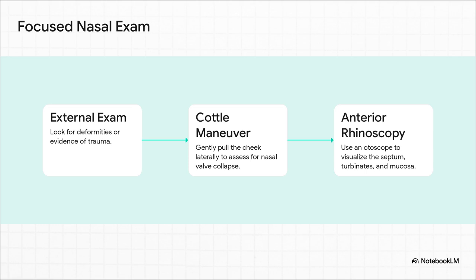Okay, now for the exam. It's really just 3 simple steps. First, just look at the nose from the outside. Is it crooked? Can you see signs of an old injury? Second, do the Cottle maneuver. You just gently pull their cheek to the side, opening up that nasal entrance. If they take a breath and their eyes light up because they can suddenly breathe, well, that's a huge clue for nasal valve collapse. And finally, grab your otoscope, just like you'd use for an ear exam, and take a look inside. You can see a ton: a deviated septum, swollen boggy turbinates, you name it.